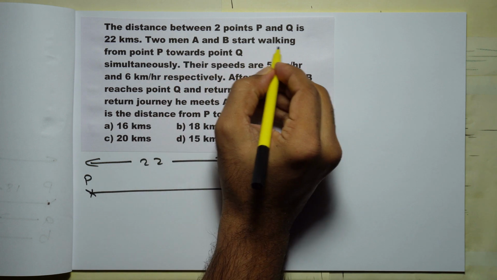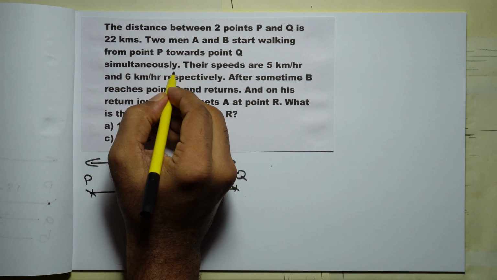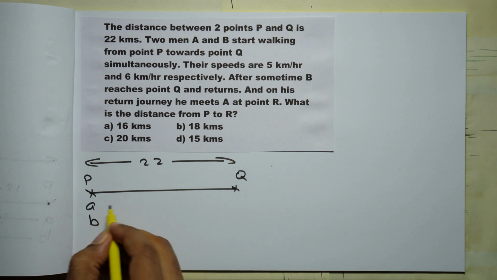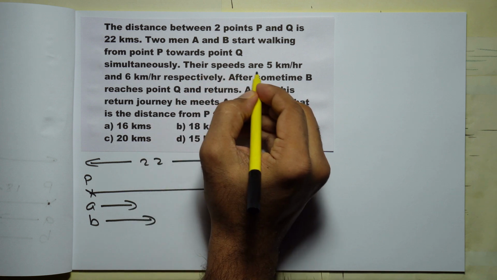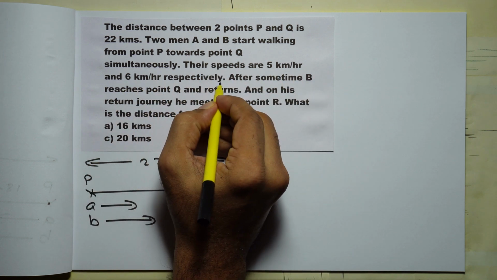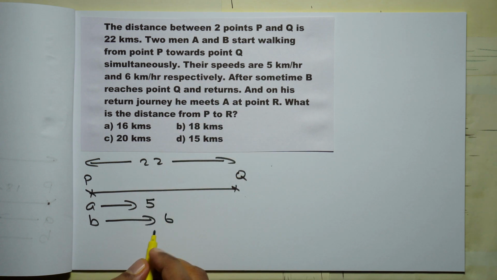Two men A and B start walking from point P towards point Q simultaneously. So they are both at point P, A and B are both here, and they are both moving towards Q. Their speeds are 5 km per hour and 6 km per hour respectively. So A speed is 5 and B speed is 6.